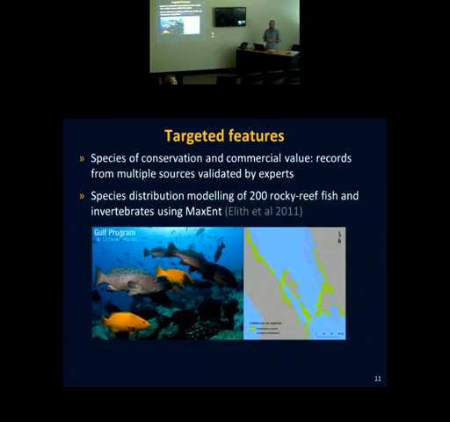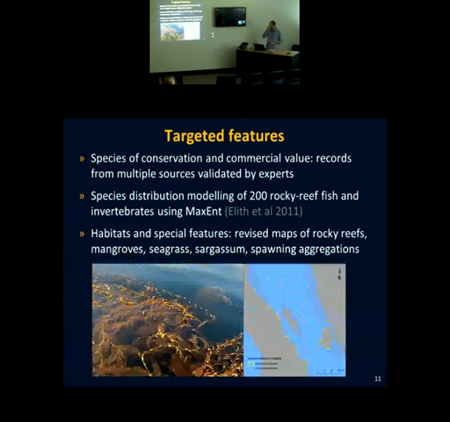We use Maxent, which is a commonly used software to develop species distribution models based on presence-only data. And because the information that we had was of high quality, the models that resulted from this we think are good quality as well, and these were also, of course, sanctioned by local experts. So we created this for over 100 fish and 100 invertebrate species associated to these systems.